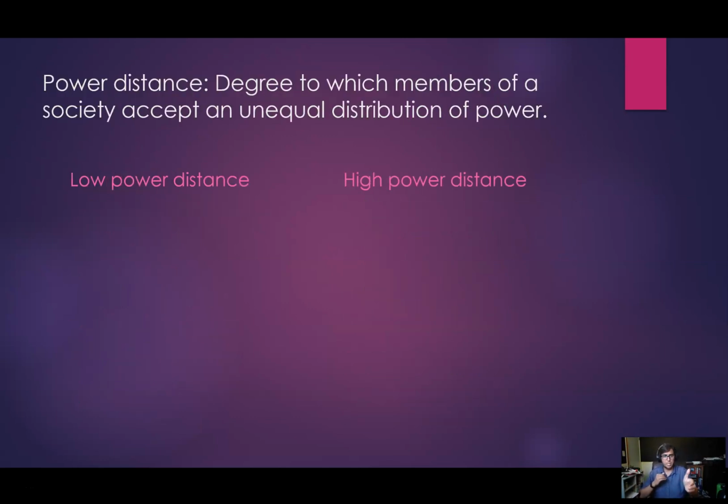Next, we talk about power distance. Power distance is the degree to which members of a society accept an unequal distribution of power. How do we see our politicians? Do we see them as more powerful and that we are not powerful? Or do we see them as maybe even to the point where we are their boss, and that if they don't do what we want, then we vote them out of office?